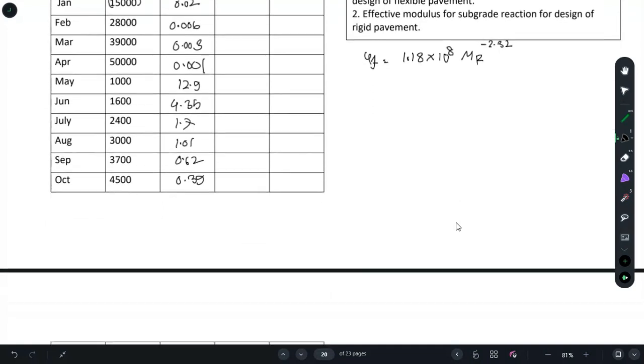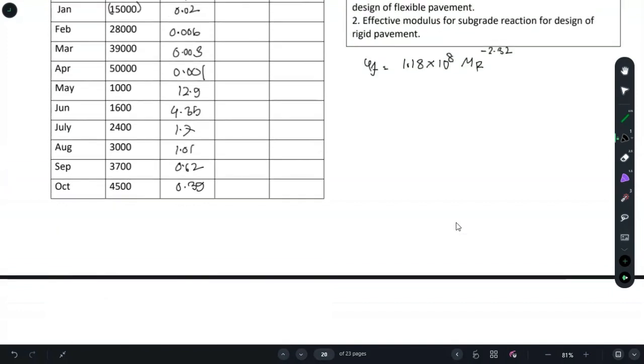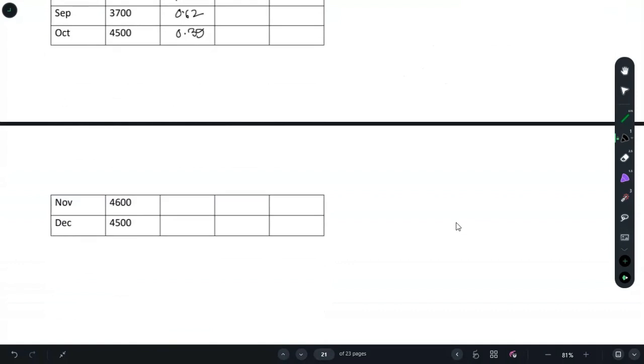I have two more months that I didn't calculate earlier. I will calculate them now, and the formula is 1.18 times 10 to the power 8 multiplied by MR. I'm putting it as x and calculated 2.38, and then I'll put the value of 4600, and I'm getting a value of 0.37 or 0.38. And for 4500, I'll get a value of, let's say, 0.40.